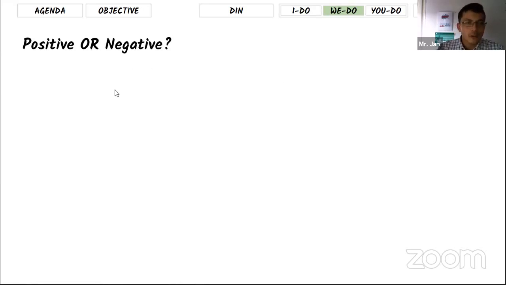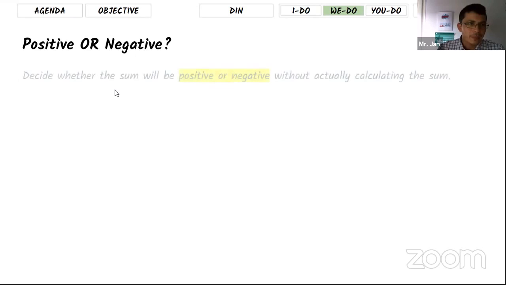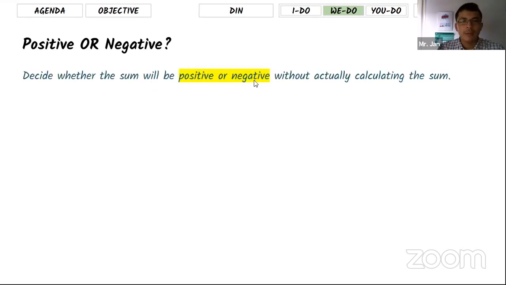Okay, so the first question is, you need to tell me the result, whether it's positive or negative. I'm not asking what the number result is. I'm asking whether your result will be a positive number or a negative number. That's it. Don't worry about the value. So when you add two negative numbers, do you think the result is positive or negative? Could you type in the chat box?